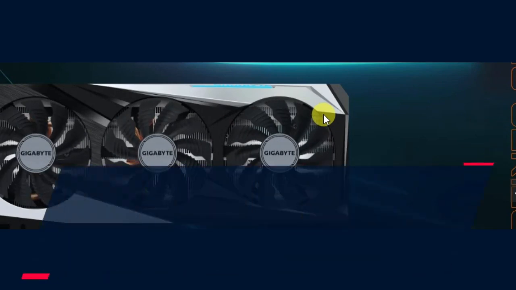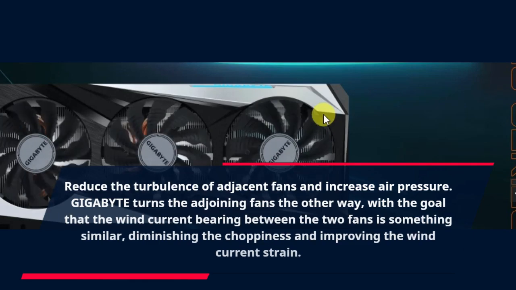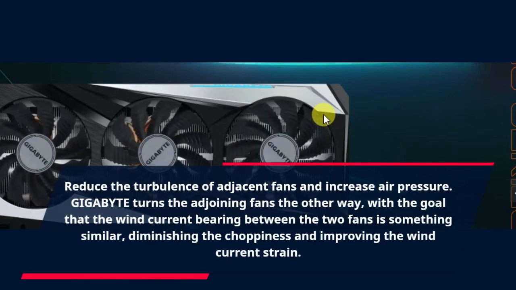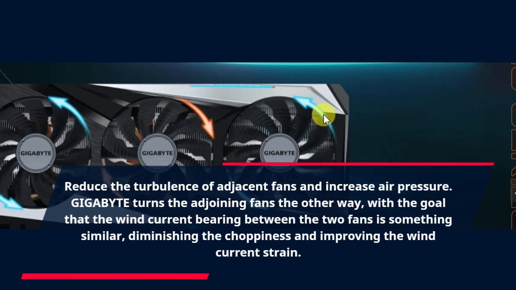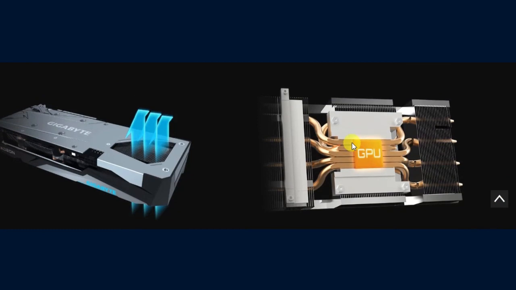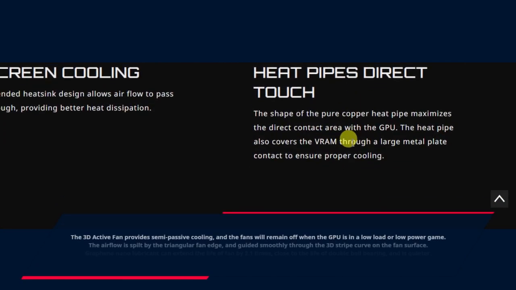Reduce the turbulence of adjacent fans and increase air pressure. Gigabyte spins the adjacent fans in opposite directions, so that the airflow direction between the two fans is the same, reducing the turbulence and improving the airflow pressure. The 3D active fan provides semi-passive cooling, and the fans will remain off when the GPU is in a low load or low power game.